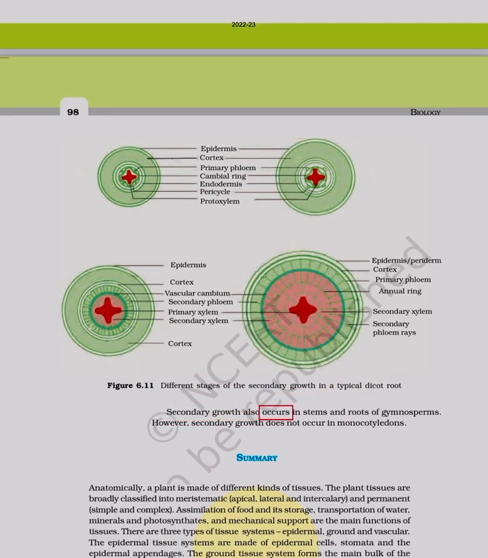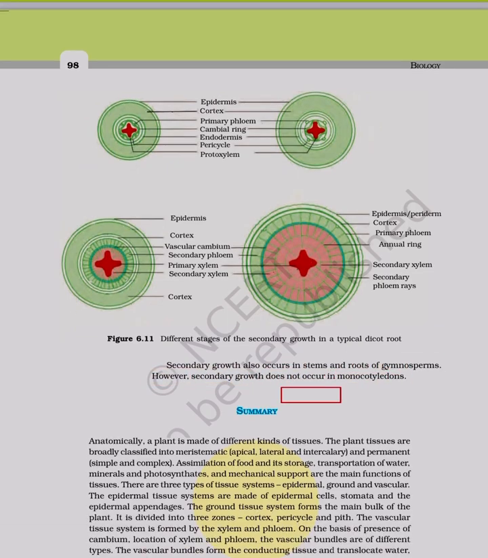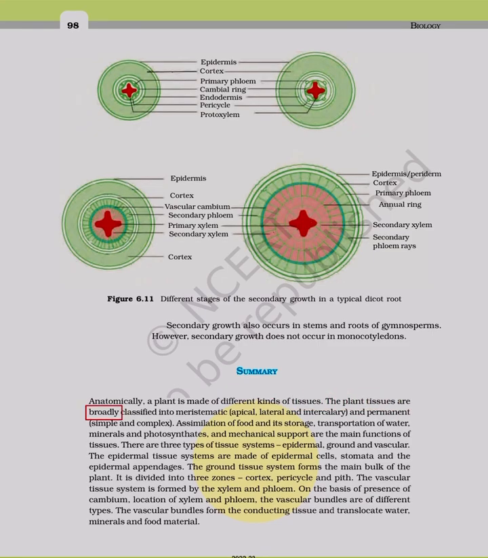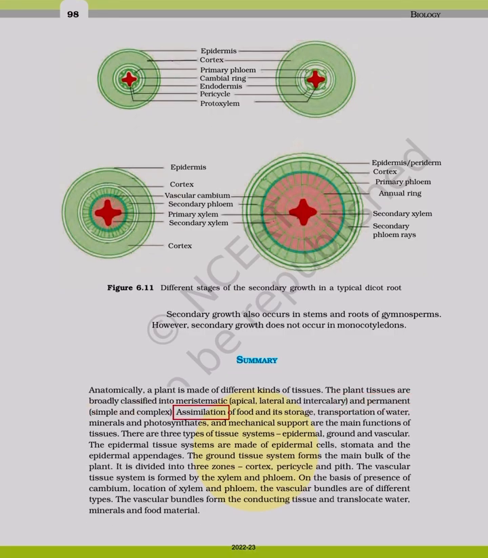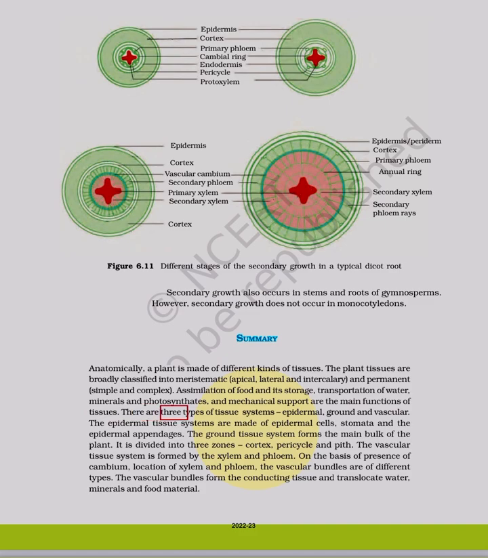Secondary growth also occurs in stems and roots of gymnosperms. However, secondary growth does not occur in monocotyledons. Summary. Anatomically, a plant is made of different kinds of tissues. The plant tissues are broadly classified into meristematic, apical, lateral and intercalary, and permanent, simple and complex. Assimilation of food and its storage, transportation of water, minerals and photosynthesis, and mechanical support are the main functions of tissues. There are three types of tissue systems: epidermal, ground and vascular.